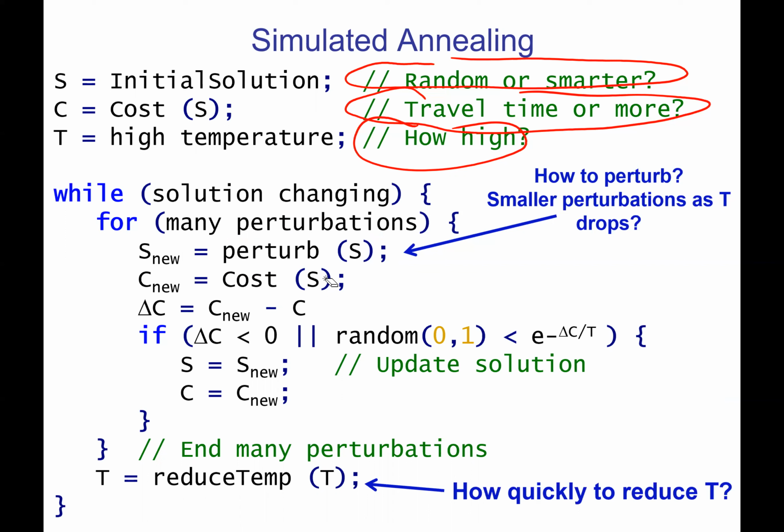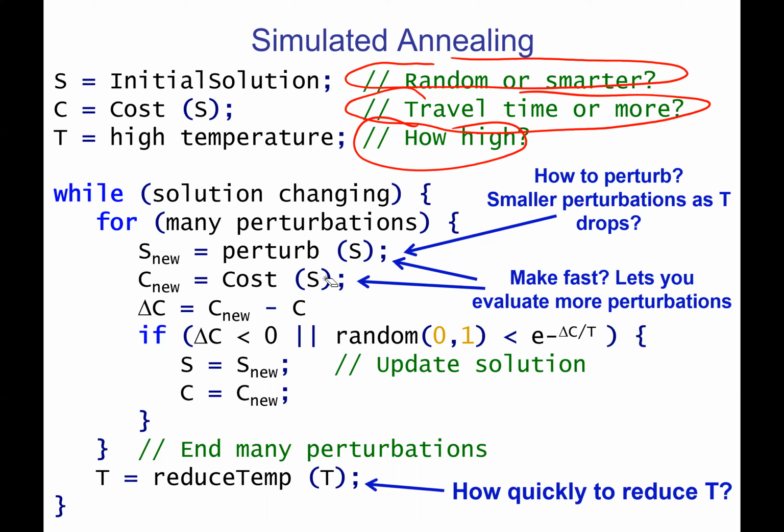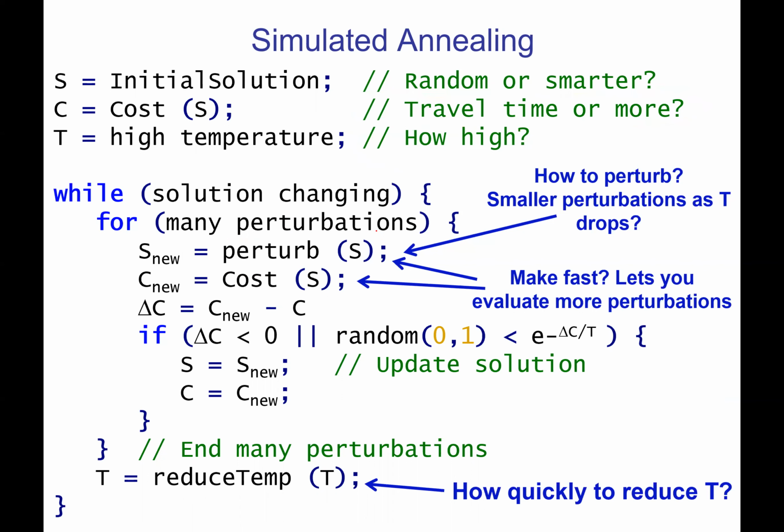How quickly do we reduce temperature? There's a lot of tuning to do here. And if you can make these functions fast, if you can actually perturb the solution fast, and work out the new travel time fast, you can do more perturbations. And that gets you to a better solution. You don't have to be as clever about how you adjust temperature and so on if you can just plow through a lot of perturbations.